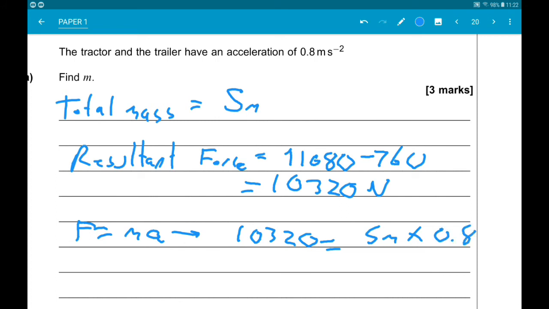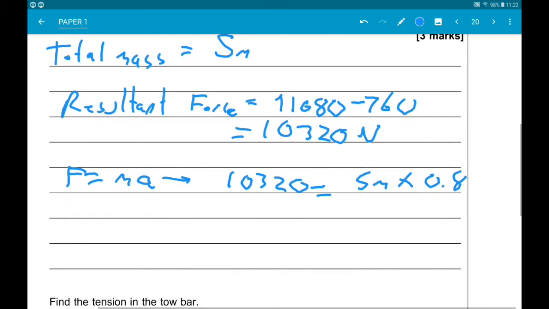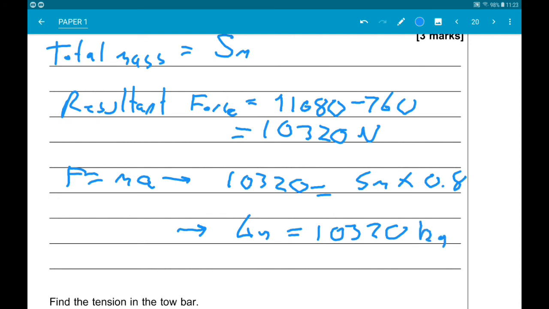Now that's 4m. So 4m is 10,320. And this is kilograms. So divide by 4 and we get m is 2,580 kilograms.